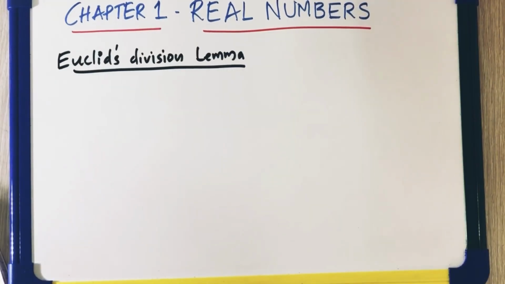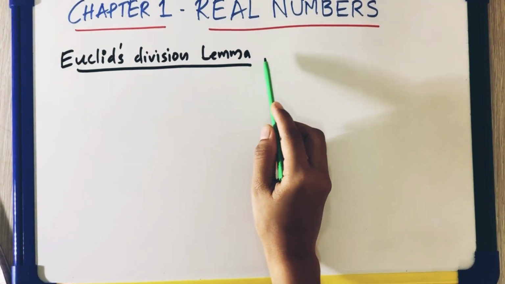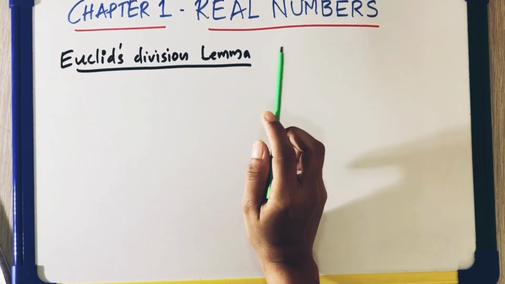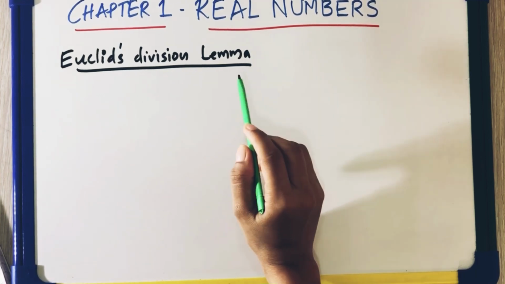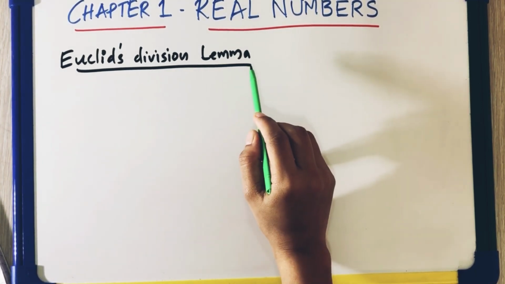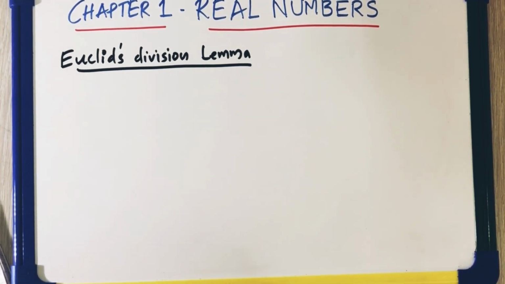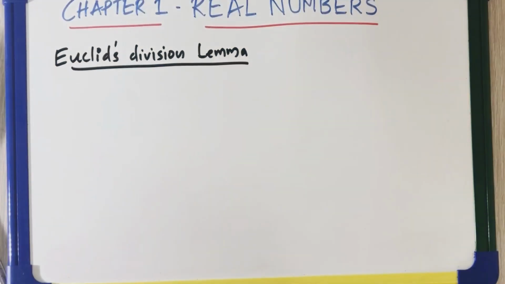The first section of this chapter deals with Euclid's division algorithm. Before moving to the division algorithm, we have to see Euclid's division lemma. A lemma is a proven statement used to prove another statement. Here, Euclid's division lemma is used to prove Euclid's division algorithm. The concept of division lemma is very simple.